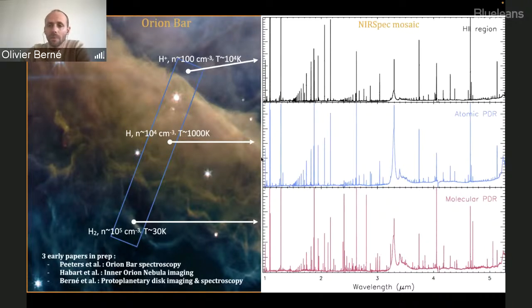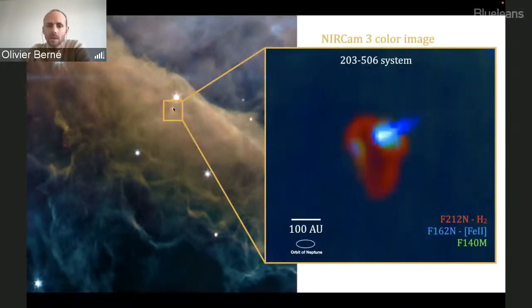We currently have 3 papers in preparation to describe these early results. One by Els Peeters, which is dedicated to this spectroscopic data of the Orion Bar. One paper by Emilie Habart, who is looking really at the imaging of the inner Orion Nebula. And one which is dedicated to a peculiar object which we observed in our field of view, and which is this object that you have here in the Orion Bar.